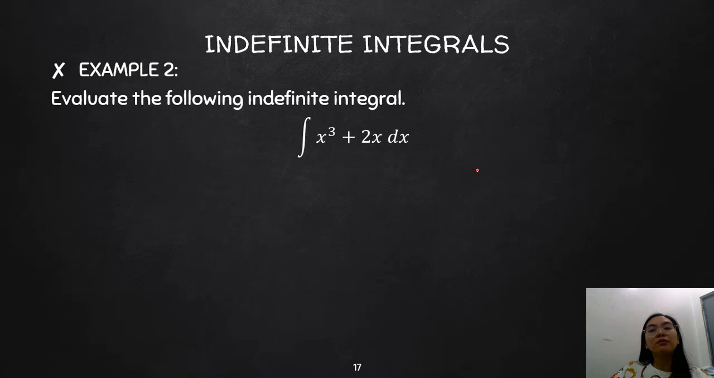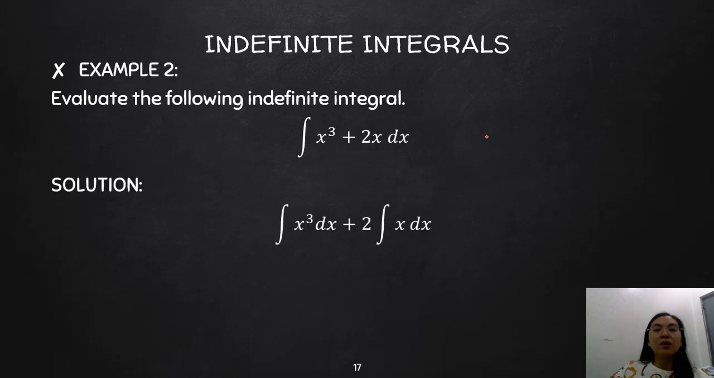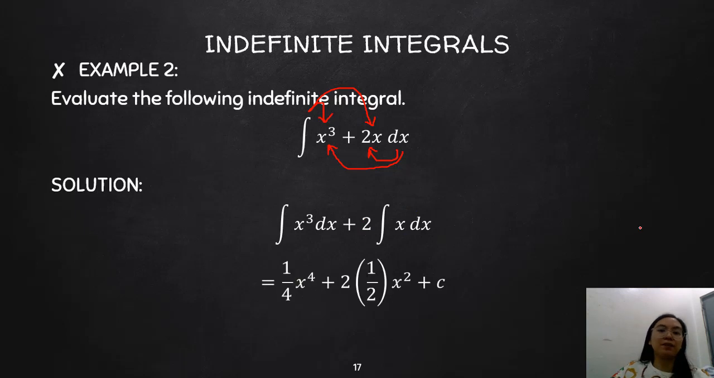And let's evaluate the following indefinite integral para mas madali po natin siyang maintindihan. So, of course, by property 2, di ba, itong integral symbol, kumbaga, i-distribute natin, of course, pati si dx, i-distribute po natin yan. Such that you have the integral of x cubed dx plus, by property 1, kung may constant ka, pwede mo siyang ilabas. So, 2 the integral of x dx.